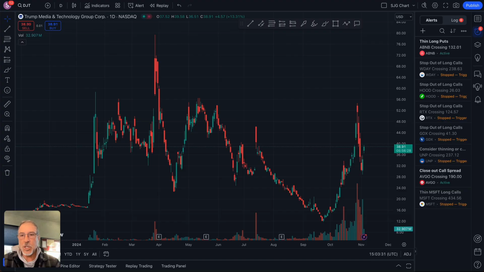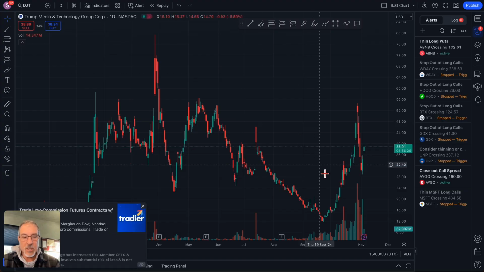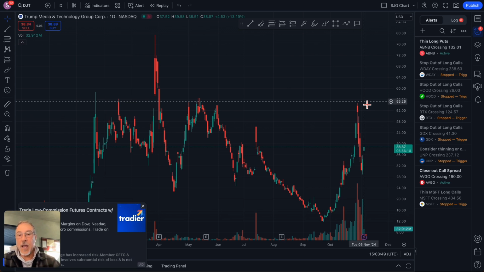If we look at a chart of DJT, we can see that this thing has been all over the board in the last month. It's been as low as about $12 and as high as about $55. Now that's all within the month of October. That's just crazy. Now, when you have massive swings like that, you're also going to have massive volatility that goes along with those swings.